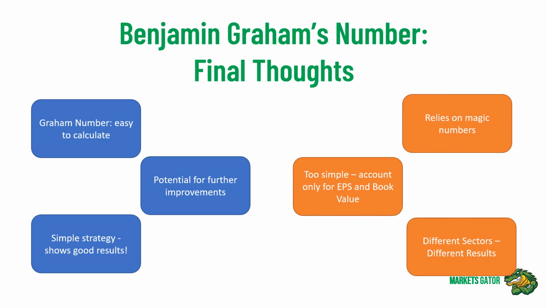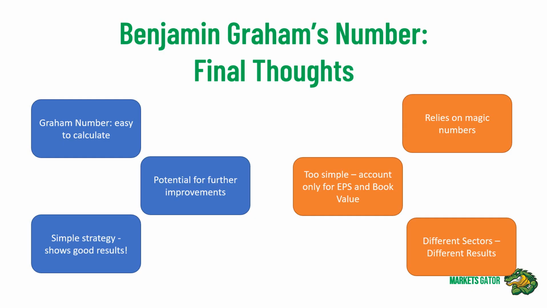Let's also say a couple of words about what I'm treating as weak points of Graham number. First off, it relies on a magic number. 22.5 is a multiplication of maximum price to book and price to earnings ratios. But different sectors maybe, and most definitely will, have other ratios. So to my taste, it's a little bit of oversimplification. I like simple solutions, but one size fits all rarely works.